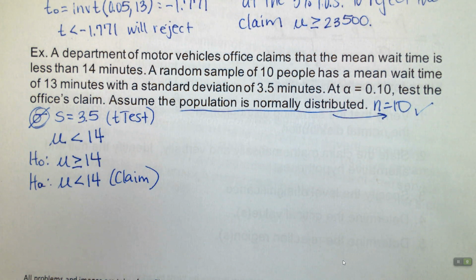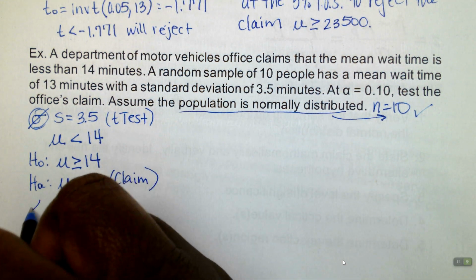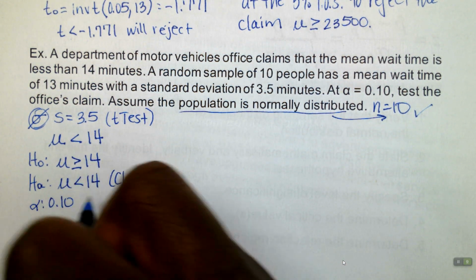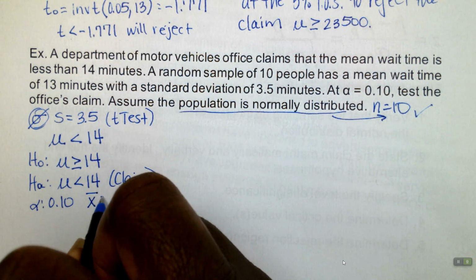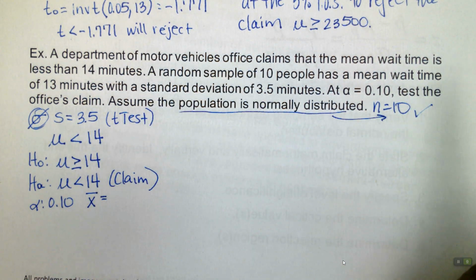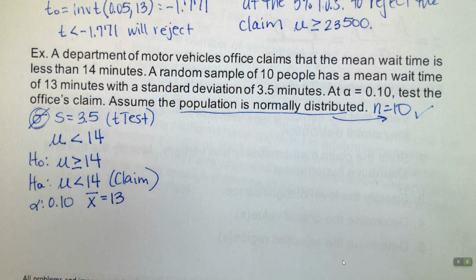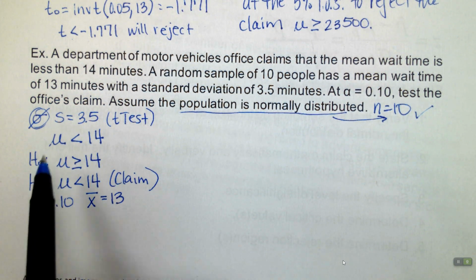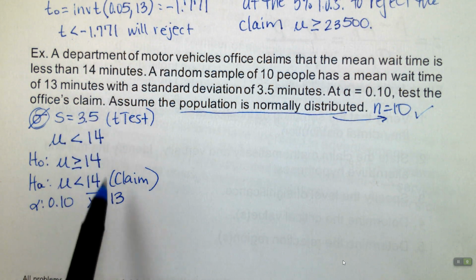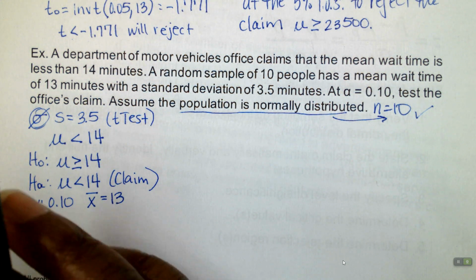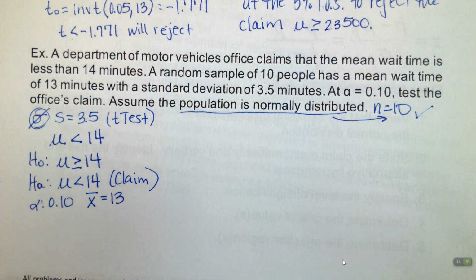So let's identify our level of significance, 0.10. And let's look at our sample mean. It's saying less than 14. The sample mean came up to be 13. So that seemed like that's right, but I let the math do the work. The answer was 13, but I don't know. We'll see.